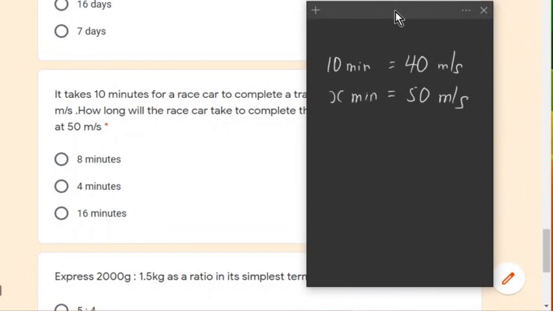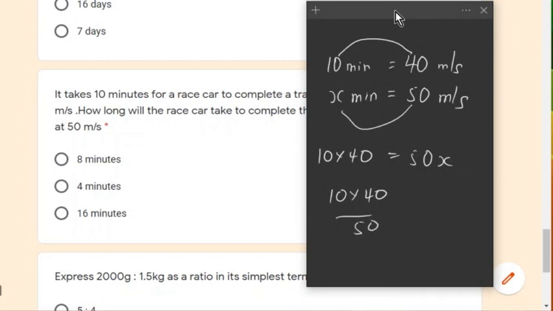So this is indirect proportion. So I'm going to do the short method. I have 10 times 40 is equal to 50 times x. When I divide both sides by 50, I'll get 10 times 40 over 50 is equal to x. I can cancel this. 5 will divide itself once, divide this 2. I have 2 times 4, and my answer is 8. So the time is 8 minutes.